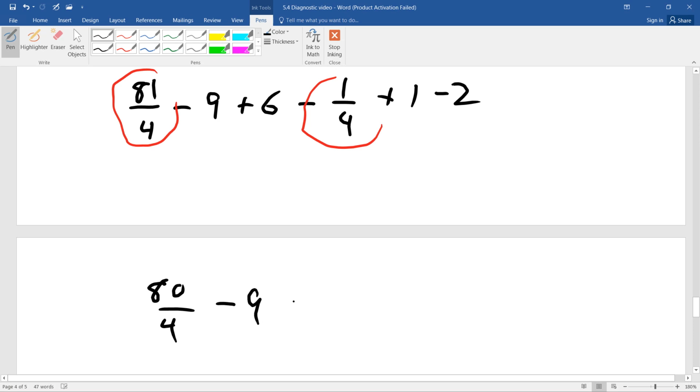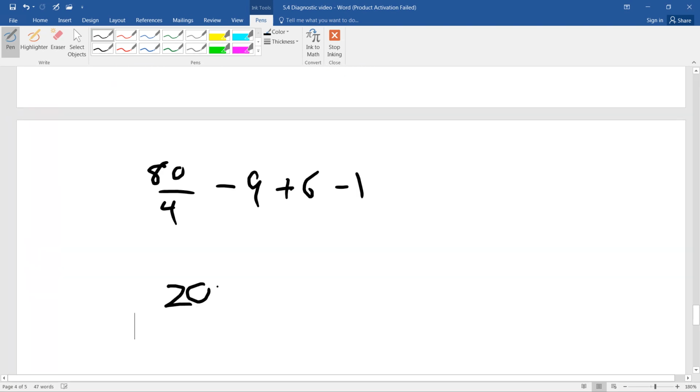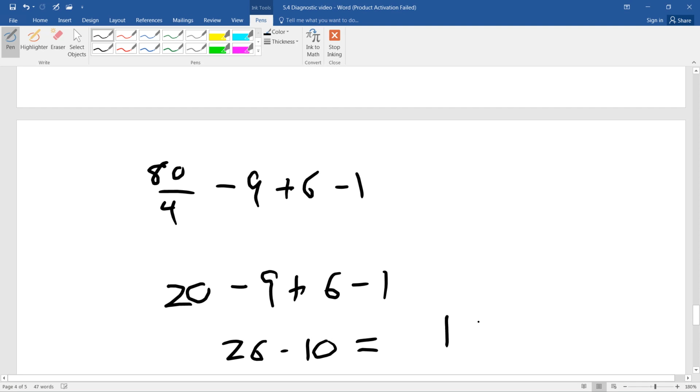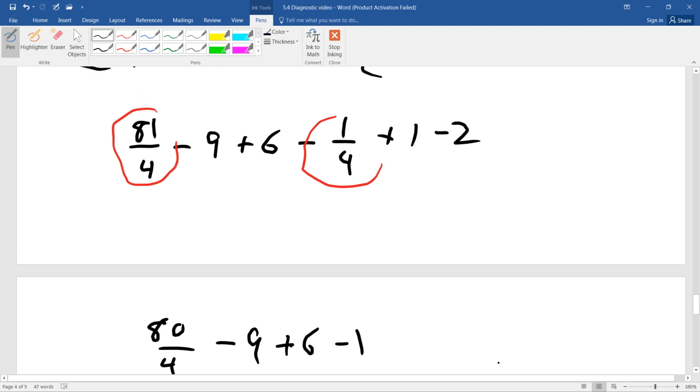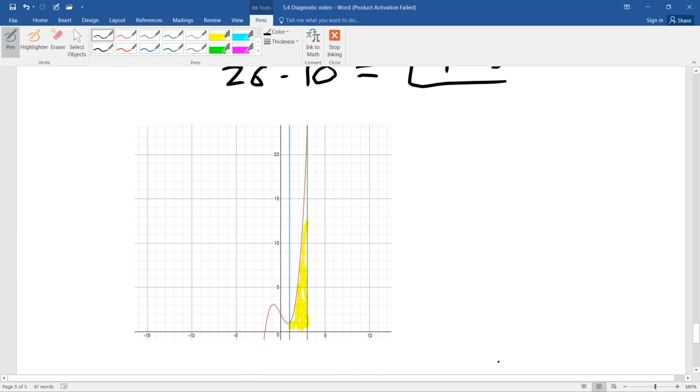Minus 9 plus 6. I'll combine these two. That's minus 1. So what we have is 20 minus 9 plus 6 minus 1. This is 26 minus 10. It's 16. And of course, you could have pulled out a calculator and done it on your calculator here also. And 16 looks reasonable. Less than 20. The area of this yellow shaded region is exactly 16.